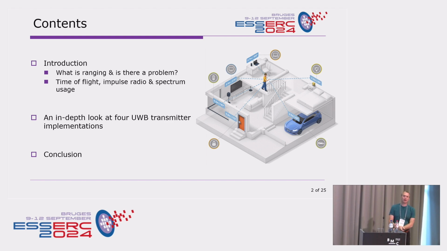So first, this is my introduction. I'll talk a little bit about what ranging is and what actually is a problem. We'll discuss time of flight, impulse radio as a solution to measure time of flight, and spectrum usage, of course, as the accompanying problem. We'll look at 4 different ultra-wideband transmitter implementations to bridge the gap for your understanding between the end application and what's actually needed at transistor level to make it happen.